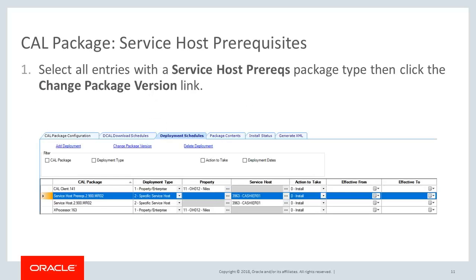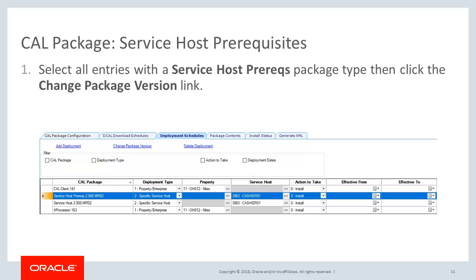Next, we are going to be setting the deployment for the Service Host Prerequisites package. This package is responsible for ensuring all required software and settings are in place to facilitate the loading of the service host application. From within the CAL Package column, select all entries of the Service Host Prereqs you wish to upgrade. Then click the Change Package Version link.